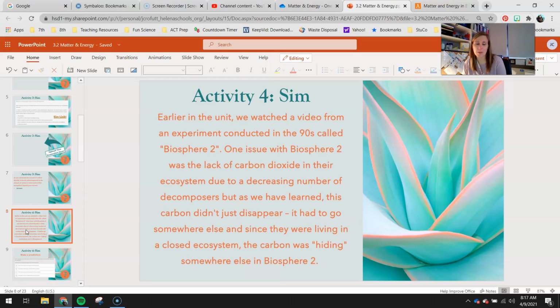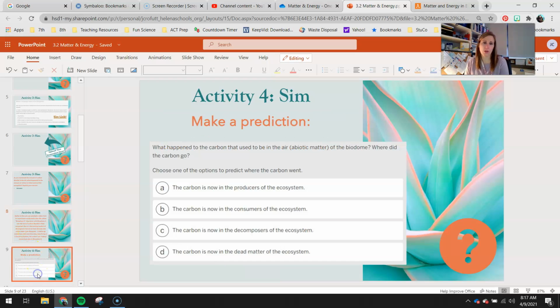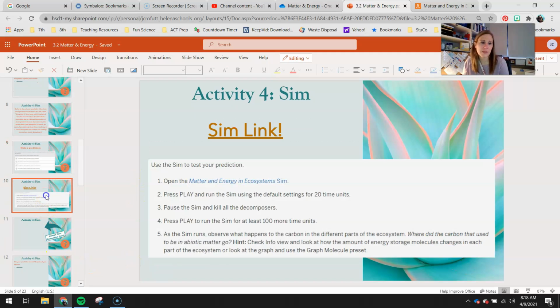So as we learned, this carbon didn't just disappear, it had to go somewhere else. And since they were living in a closed ecosystem, the carbon was hiding somewhere else in Biosphere 2. So this is your goal. First, you're going to make a prediction. What happened to the carbon that used to be in the air? So it would have been up in the air. Where did it go? So they actually had less air for them, okay, and less for photosynthesis. So choose an option to predict where the carbon went. So use your guys' draw tool to circle either A, B, C, or D. And then you guys will test it out.